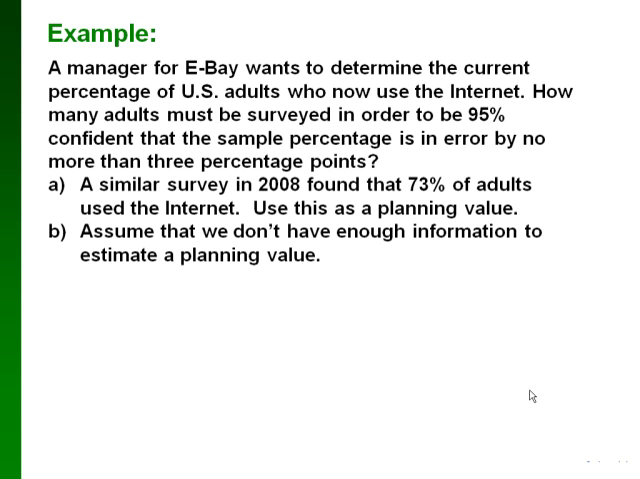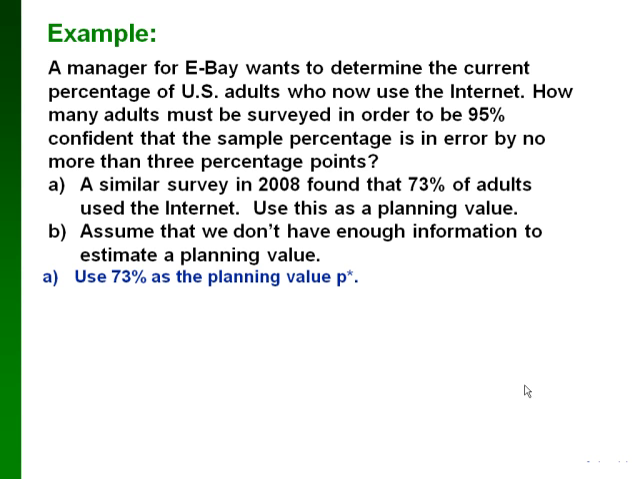Here's an example. An eBay manager wants to determine the current percentage of U.S. adults who use the internet. If we're designing a survey, how many adults must we survey in order to be 95% confident that the sample percentage has an error of no more than 3 percentage points? We'll do this problem two different ways. First of all, we'll use results from a similar survey in 2008, which found that 73% of adults use the internet, and we'll use the 73% as a planning value. And then we'll do it another way, assuming that we don't have enough information to estimate a planning value.